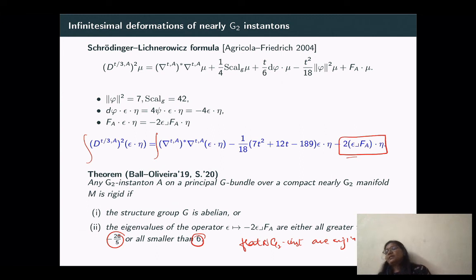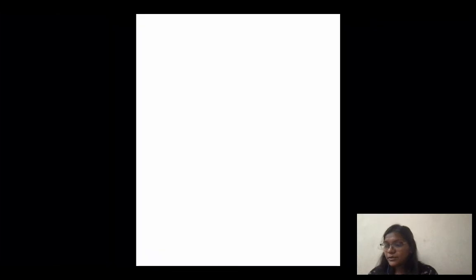So these are some quick theorems that one can prove about the rigidity of nearly G2 instantons, but they are useful, and we will also use them while we study the deformation space of the canonical connection, but that's for the next lecture, and this is it for this one.